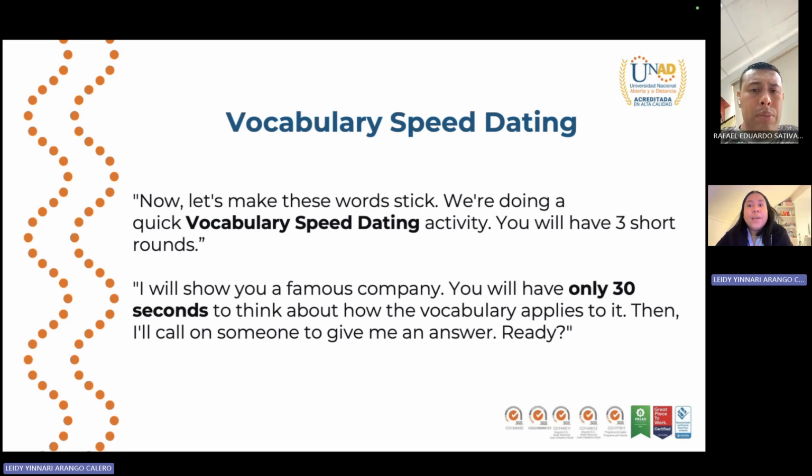So after we review those short terms, explanations and definitions, we're going to go for a speed dating vocabulary activity. We want to make those words stick in our minds, so we're going to do a quick vocabulary speed dating activity. You will have 3 short rounds. I will show you a famous company, and you'll have only 30 seconds, because it's going to be really easy, I hope, to think about how the vocabulary applies to it.